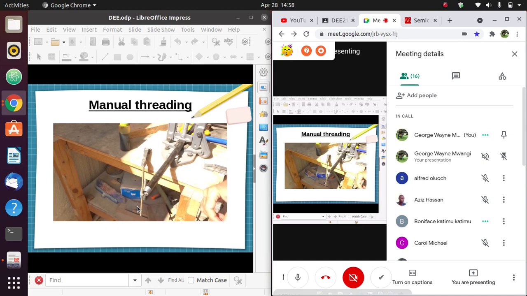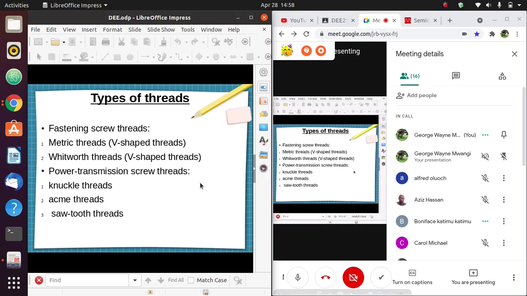Okay. Now, threads, kulingana na kazi ambayo unazitengeneza, you can have different types of threads. If you're making threads for kukazia kitu, fastening, kama zile ambazo tunatumia kwa screws, we have different types. You have metric threads and we have Whitworth threads. Both of them are V-shaped. These are the most common ones that we see.